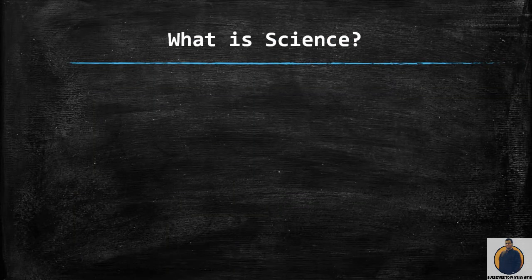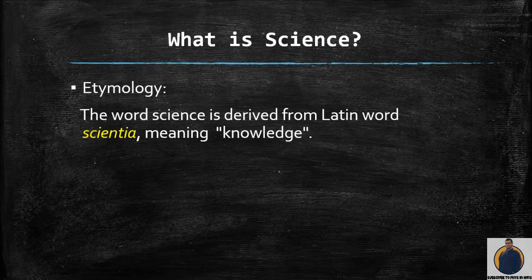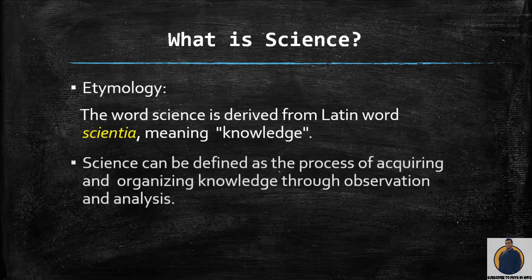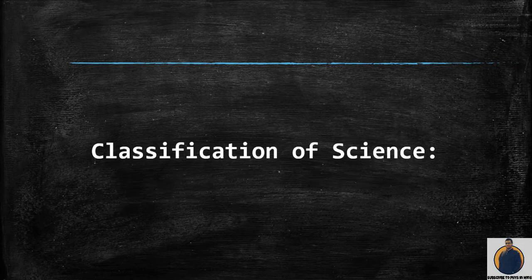In this video, I am going to discuss what is science and what are the different branches in which we can classify it. We have all heard the word science many times in our day-to-day conversations. Still, a lot of us are not sure what exactly it means. Basically, the word science is derived from a Latin word scientia that means knowledge. Science, as its modern definition says, can be defined as the process of acquiring and organizing knowledge through observation and analysis. We can classify science into three different branches.